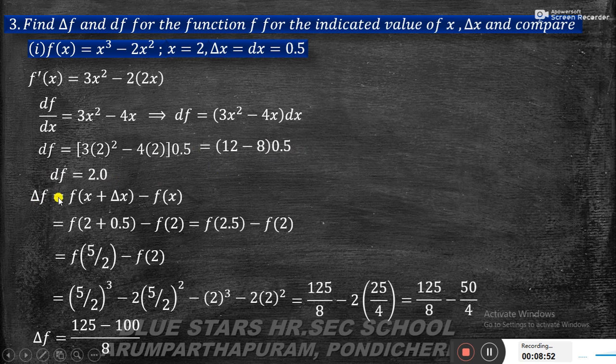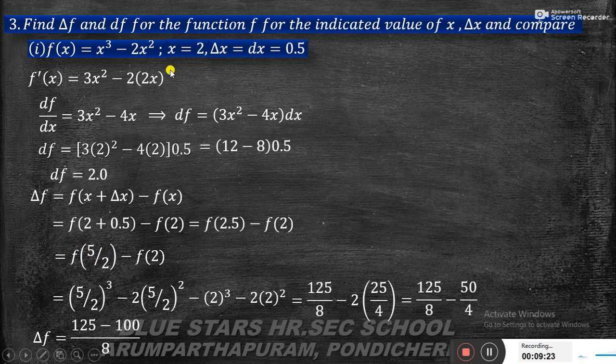So del f equal to f of x plus del x minus f of x, this is the formula for del f. Del f equal to f of x plus del x minus f of x. So here the x value is 2 plus del x value is 0.5, I substitute, minus f of 2, equal to f of 2.5 minus f of 2. F of 2.5, I just substitute in the function, that means 2.5 I write as 5 by 2, f of 5 by 2 minus f of 2.